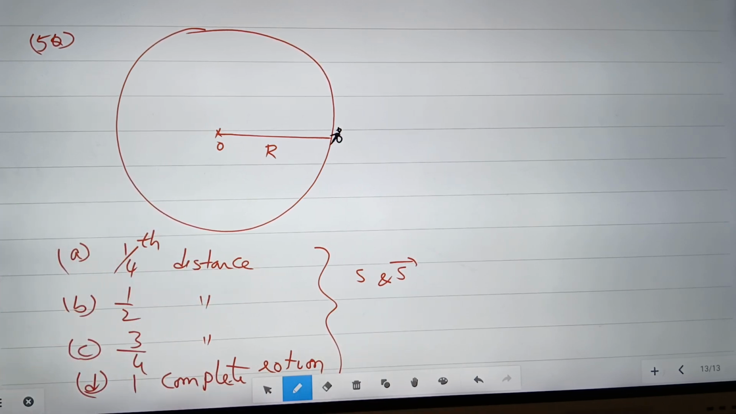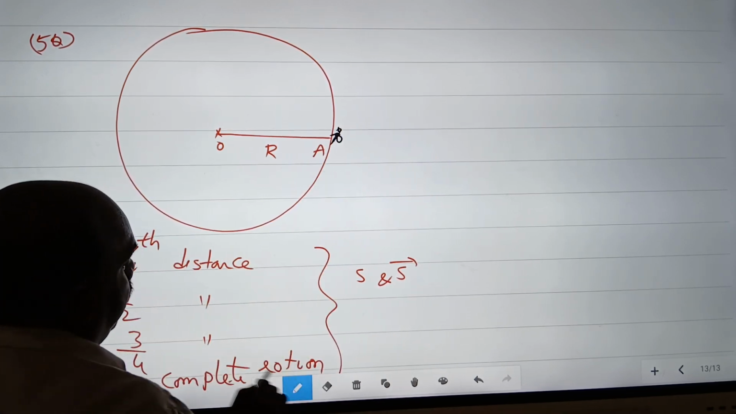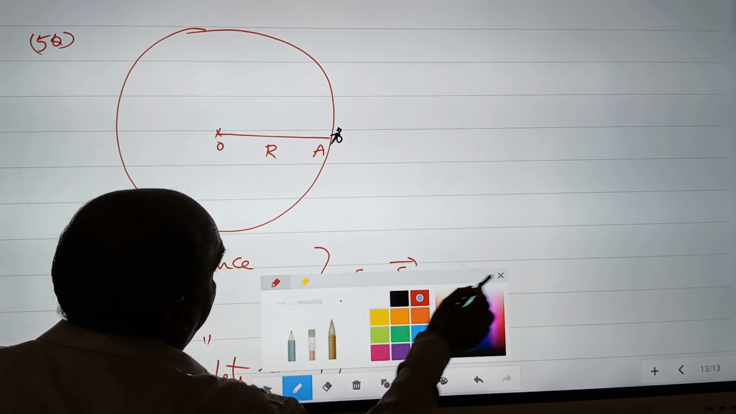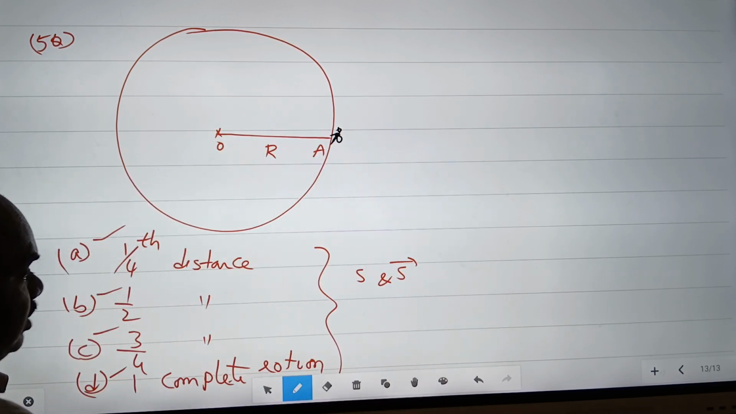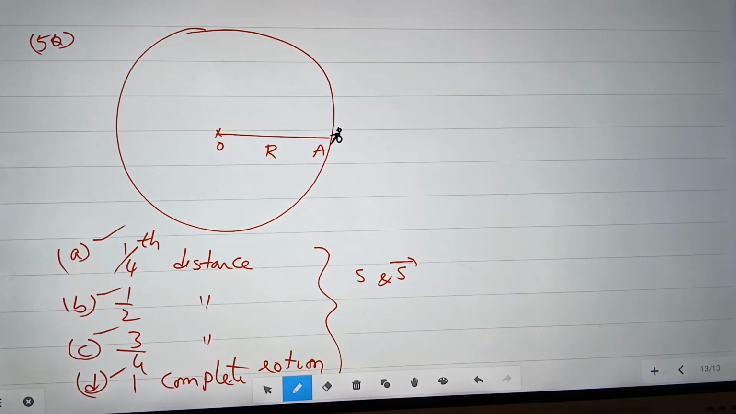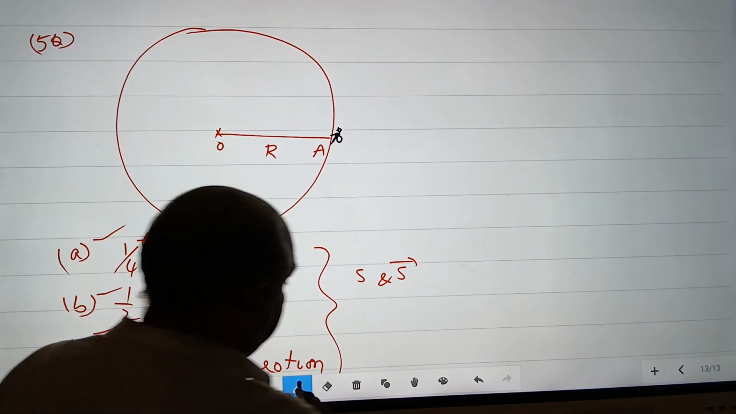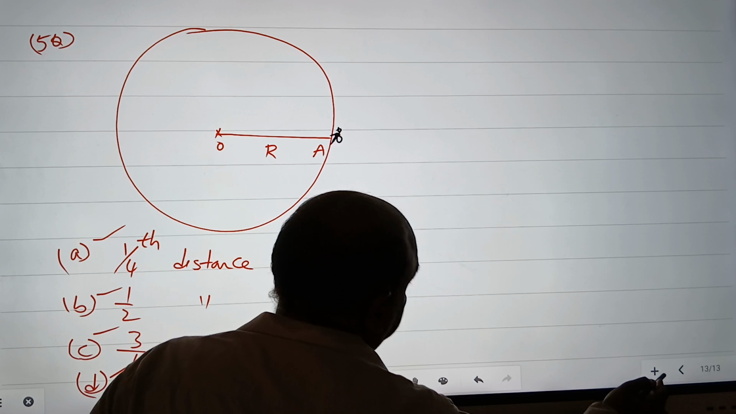A bike rider starts from point A. First he completed 1/4 rotation, then half rotation, then 3/4, and finally one complete rotation. In each and every case, you need to find the distance and displacement. Very important question. You will understand all the concepts if you do this. First question I will tell you.